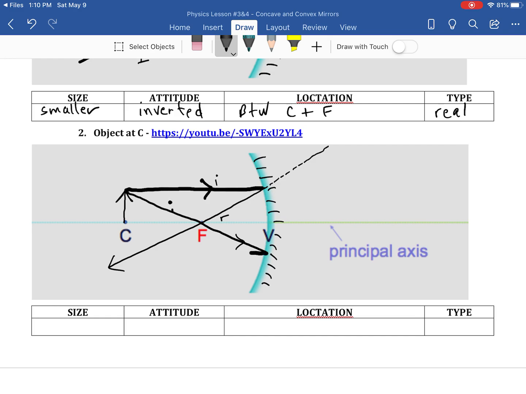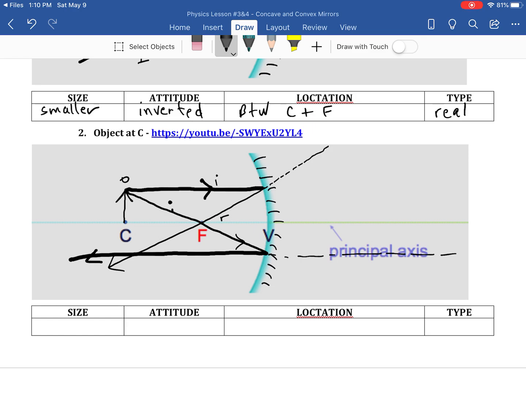So that's my next incident ray. How does that reflect back? It reflects straight back, parallel to the principal axis. Arrowhead. This one is a reflective ray, so it'll go back as well. I'm not going to draw another ray, you can't even do the next one where it goes through the center of curvature, because the object is on the center of curvature.